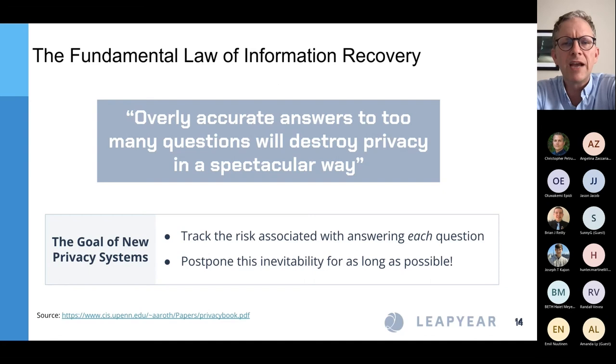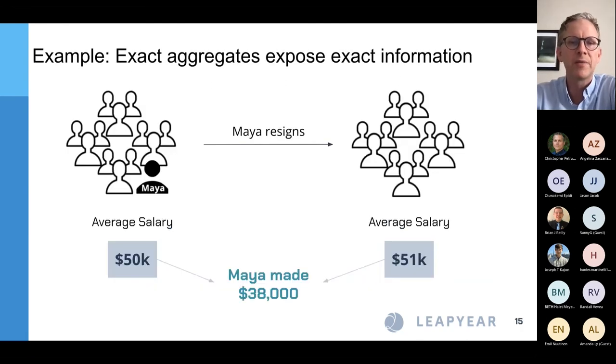But the idea is that overly accurate answers to too many questions will destroy privacy in a spectacular way, meaning it's not sufficient to cover up some parts of data or to put arbitrary or heuristic constraints on the types of queries that can be made of a data set and expect that you're really protecting privacy in any sort of meaningful way. This is, I think, best illustrated by example of where other methodologies, non-differential privacy methodologies, fail.